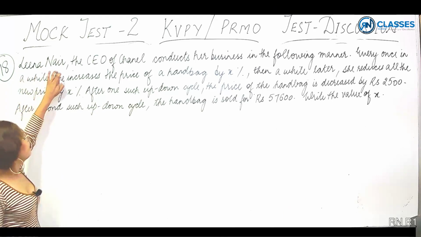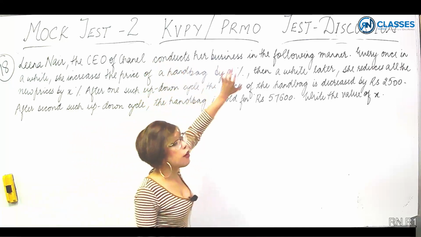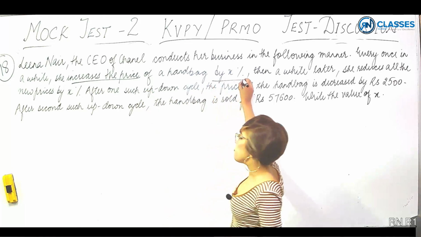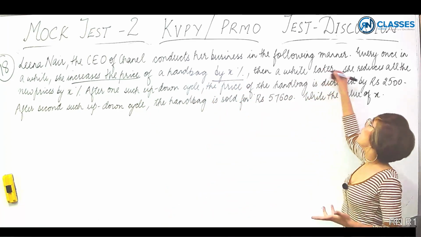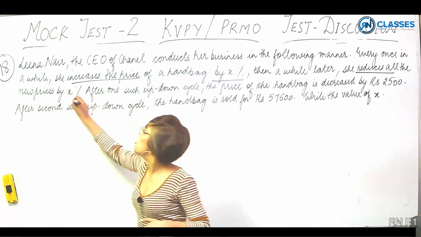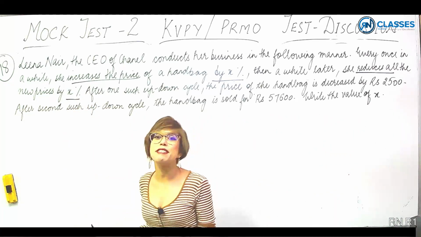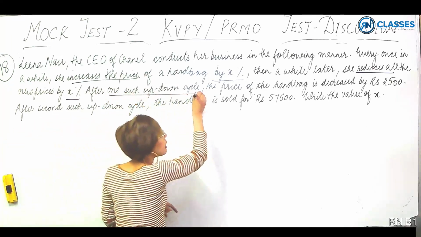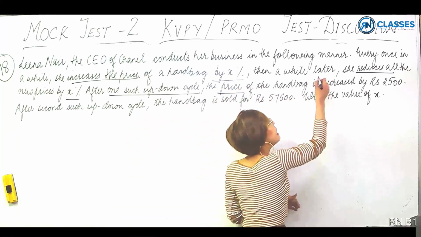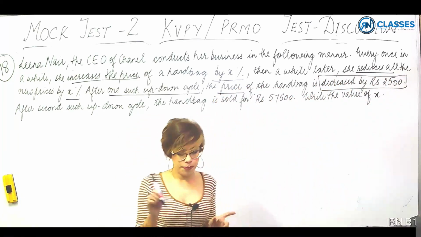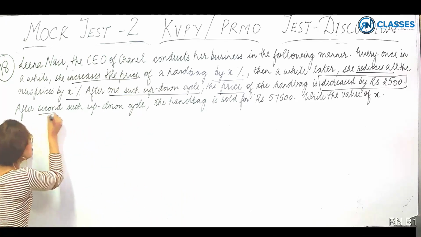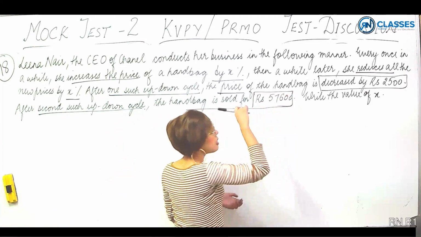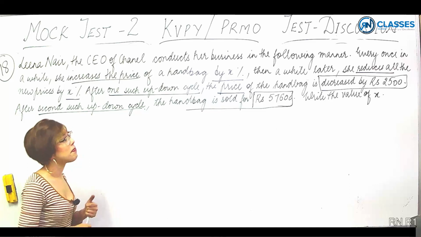Now he says Lena Lair, the CEO of Chanel, conducts her business in the following manner. Every once in a while, she increases the price of a handbag by X%. Then a while later, she reduces all the new prices by X%. So she increases the price by X% and reduces the price by X%. After one such up-down cycle, the price of the handbag is decreased by 2,500 rupees. And after a second such up-down cycle, the handbag is sold for rupees 57,600. Write the value of X.